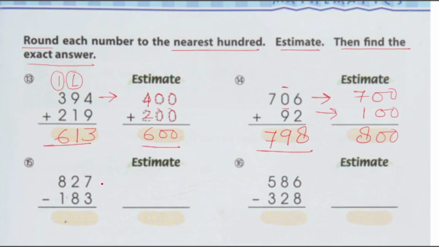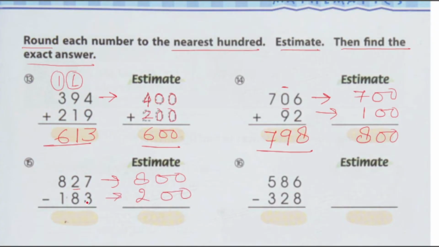So in this case, it is 827. So 2 is less than 5. Therefore, it will remain as it is. That means the 100 place number. So it will reduce to 800. And in this case, the 10th place number is 8, that is greater than 4. So 1 will be added to the 100 place. So it will be converted to 200.